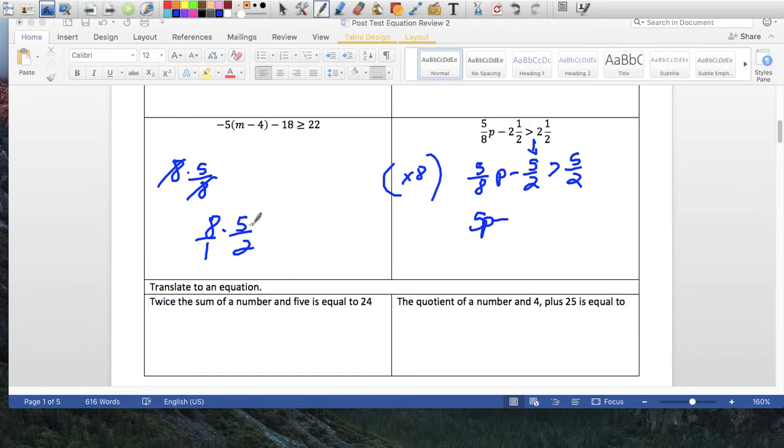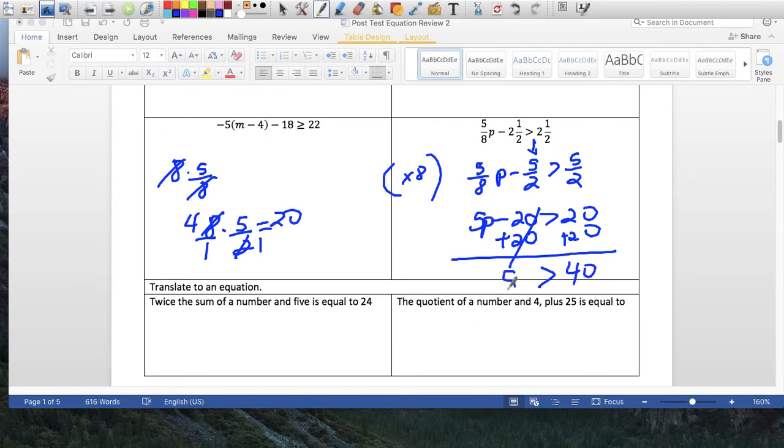Put it over 1. Before I multiply, I can simplify. 2 divided by 2 is 1. 8 divided by 2 is 4. And 4 times 5 is 20. So instead of 5 over 2, I can write 20. Greater than, and this is 5 over 2 again, so it's going to give me 20 again. So look at that. I got rid of my denominators, and now it becomes a little bit easier for me. So plus 20, plus 20. These two go to 0. 20 plus 20 is 40, and 5p is greater than 40, which makes life very easy right now, and I can just divide by 5, divide by 5, and p is greater than 8.